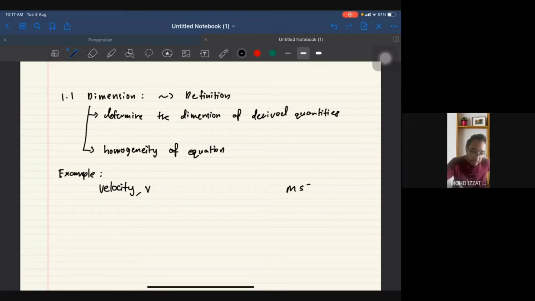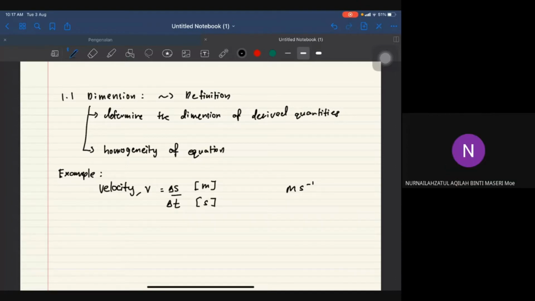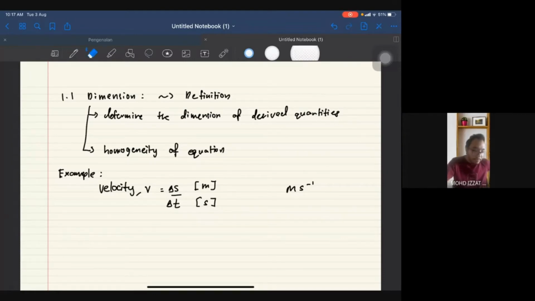So dekat sekolah dulu, kadang-kadang kamu buat macam v = s over t, right? It's a delta s over delta t. So when you try to determine the unit dekat school dulu, kamu ada buat macam ni, ada tak? Ada kan? So this one is actually the dimensional analysis. Ini adalah part of it. Tapi masa kat sekolah dulu kita skip. Step tu dekat belakang lagi sebenarnya.